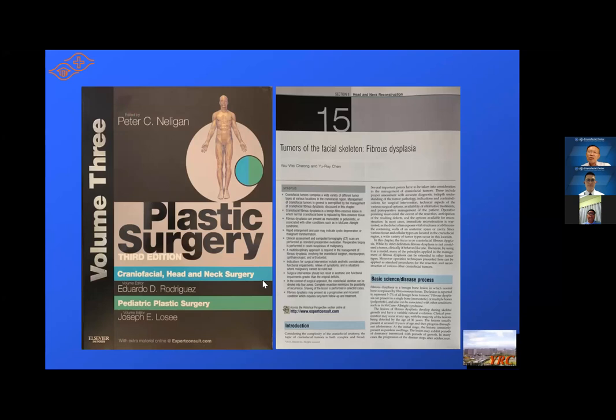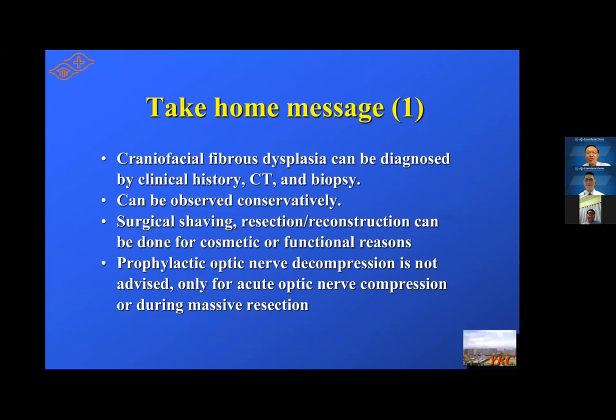So finally, the take home message to you is that craniofacial fibrous dysplasia is easy to diagnose by clinical history. A non-painful bulging mass in the face for a long time, and you can guess that 99% is fibrous dysplasia. You can confirm it by CT, and biopsy is not necessary unless it's really necessary to do a biopsy.